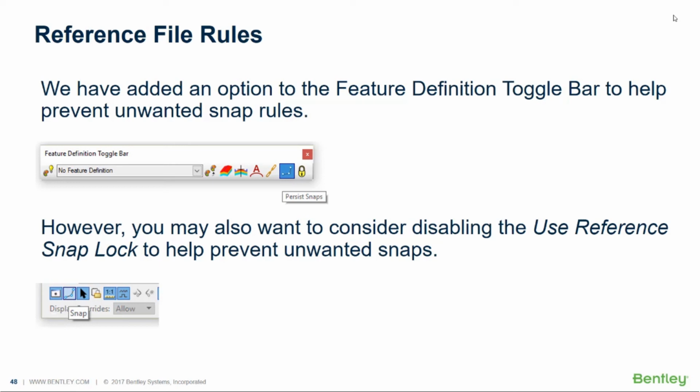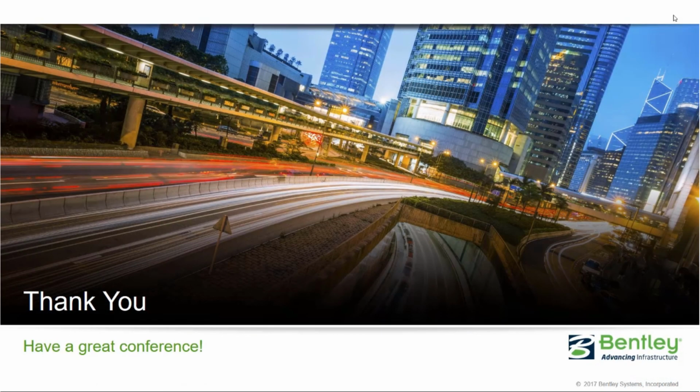But as I mentioned, that's one way that we help you to determine when you want to create rules and when you don't. And again, I mentioned you may want to even consider disabling the use reference snap lock in reference files to just help prevent unwanted snaps. Again, our users have been working that way for a long time. We just snap, snap, snap. We don't think about creating rules. And so these are a couple things here that could help you in that area.